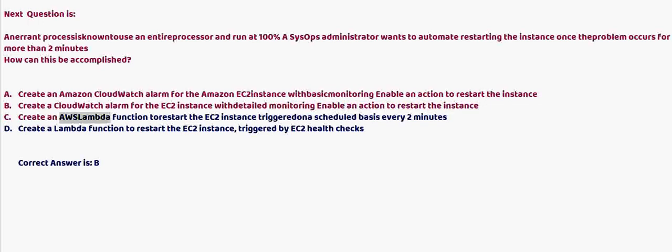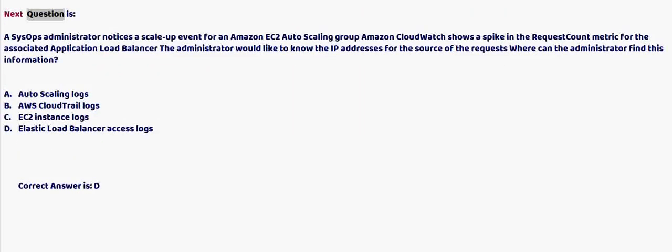C. Create an AWS Lambda function to restart the EC2 instance. Trigger it on a scheduled basis every 2 minutes. D. Create a Lambda function to restart the EC2 instance, triggered by EC2 health checks. Correct answer is B. Next question is: a SysOps administrator notices a scale-up event for an Amazon EC2 Auto Scaling group.